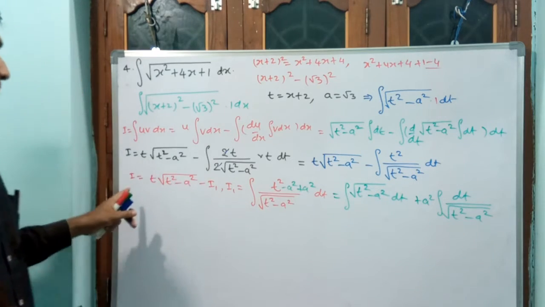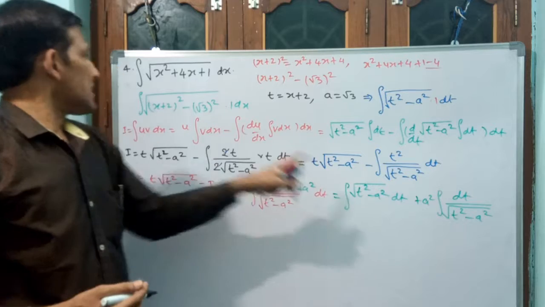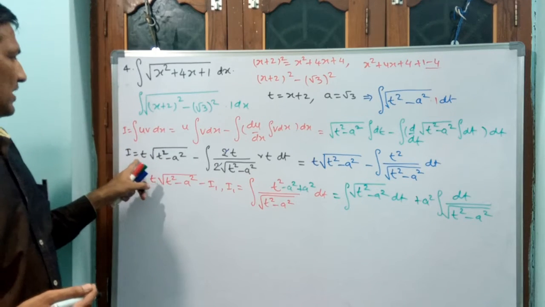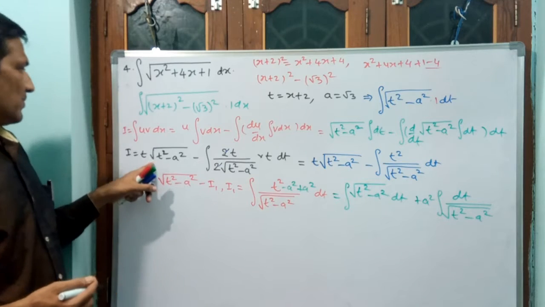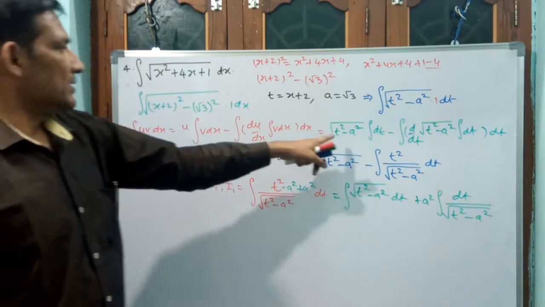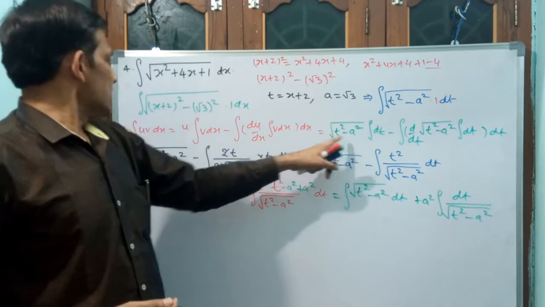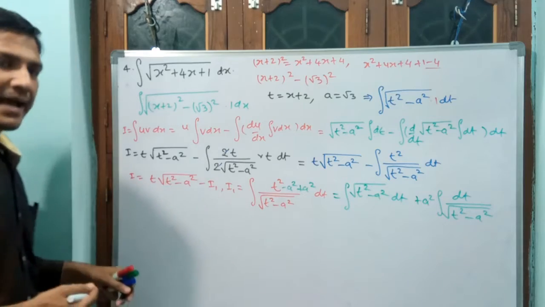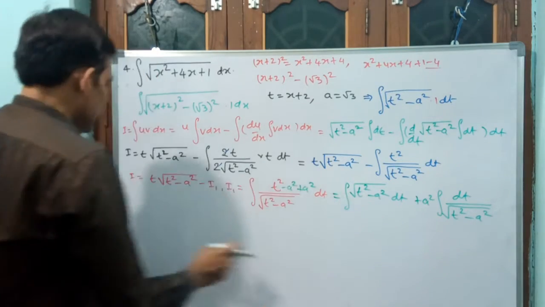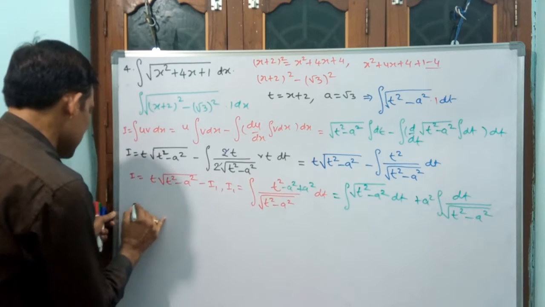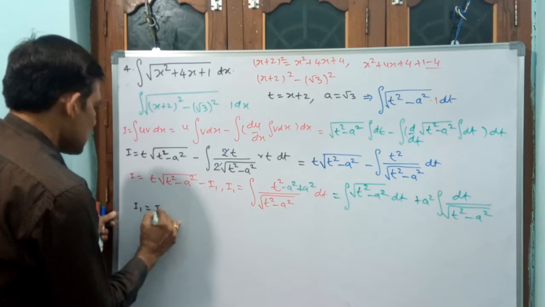Okay, now you see, what is there? This is I only. I you have taken here. You see, I is equal to t into square root of t square minus a square. Okay, here you see the integral of square root of t square minus a square is I. Then this is going to become I. I1, I is equal to, you see, I1 is equal to, see what I am writing.